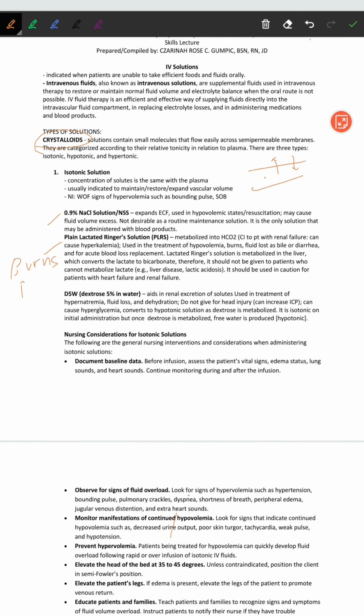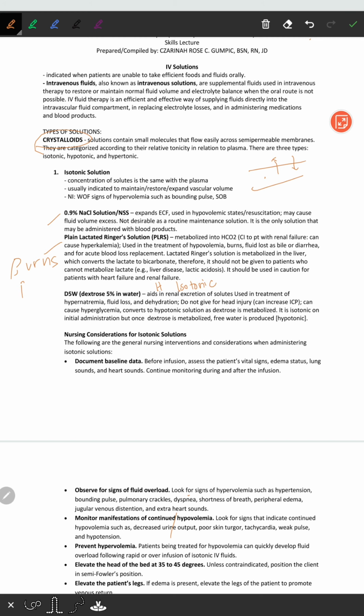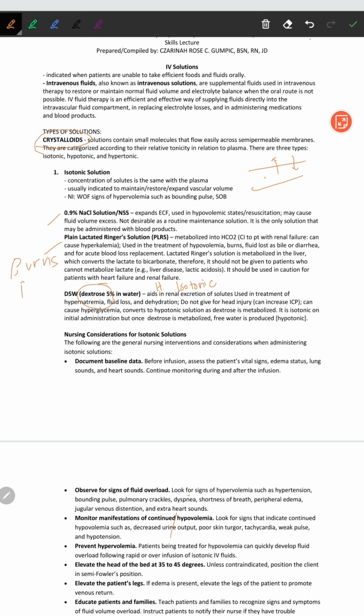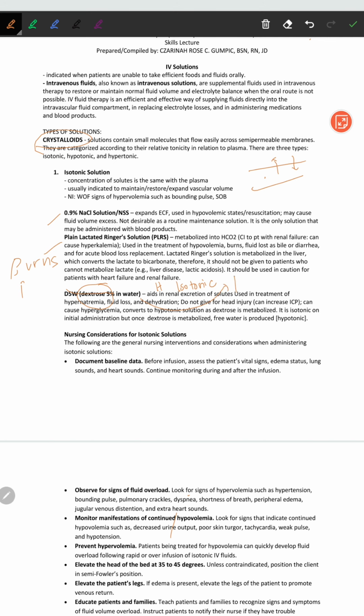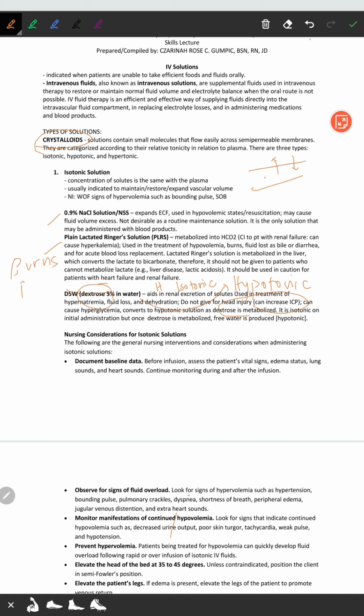D5 water. Please take note that in the case of D5 water, initially that is an isotonic solution. But once it enters the blood vessels of our patient, what happens? Your liver will now start metabolizing the dextrose. So the dextrose will be gone, and it becomes just water. Take note, water in this case is hypotonic. So it becomes hypotonic. Never give this to patients with increased ICP or head injuries.